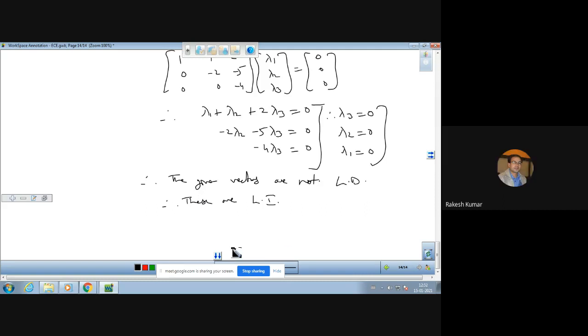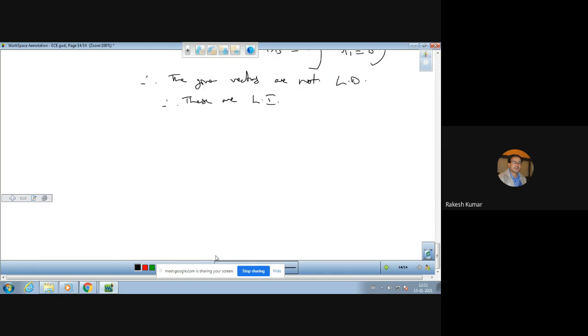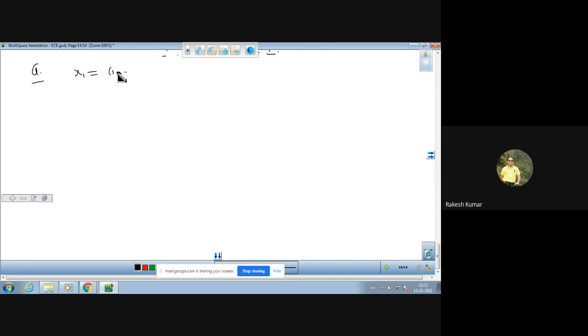Okay. One more question is there. This is another important question we have related to linearly dependent or linearly independent vectors. The question is, check whether the vectors, now the vectors are given in x form, x1 as 1, 2, 4, x2 as 2, minus 1, 3, this is transpose, and x3 as 0, 1, 2 transpose, x4 as minus 3, 7, 2 transpose.